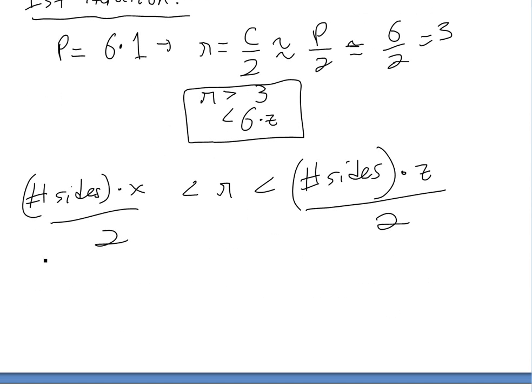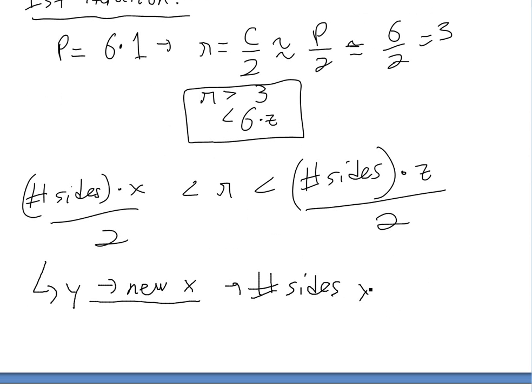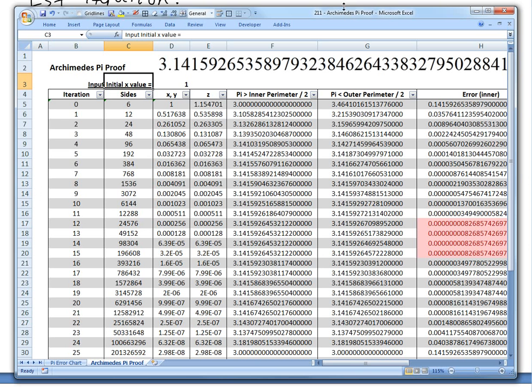And then when we solve for y, that is just the new x here. And then the new number of sides is going to be times by 2. That's what we're going to get. Now I've made an Excel sheet here actually, and so for this one with 6 sides, if this is the hexagon, all you have to do is put in whatever this initial input x value is, if it's 1. And then this one is the square root of 2 minus 2 square root of 1 minus x over 2. So this is the new y.